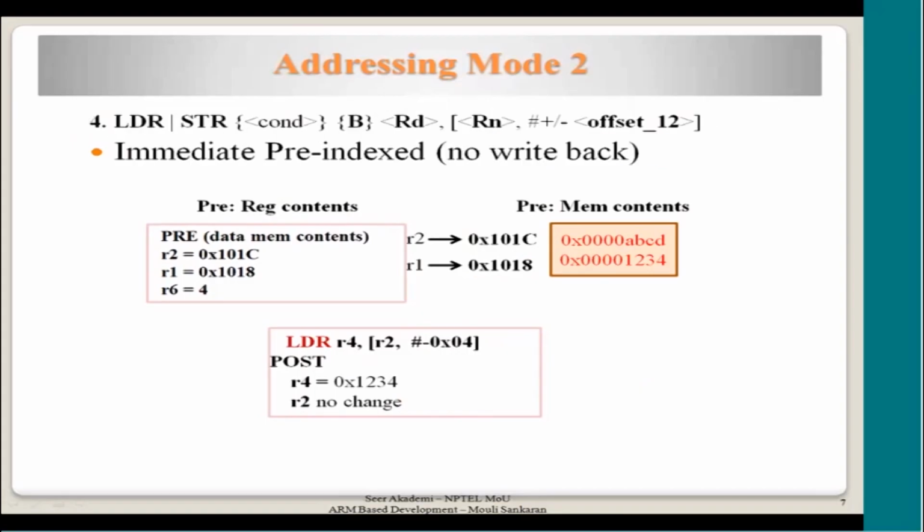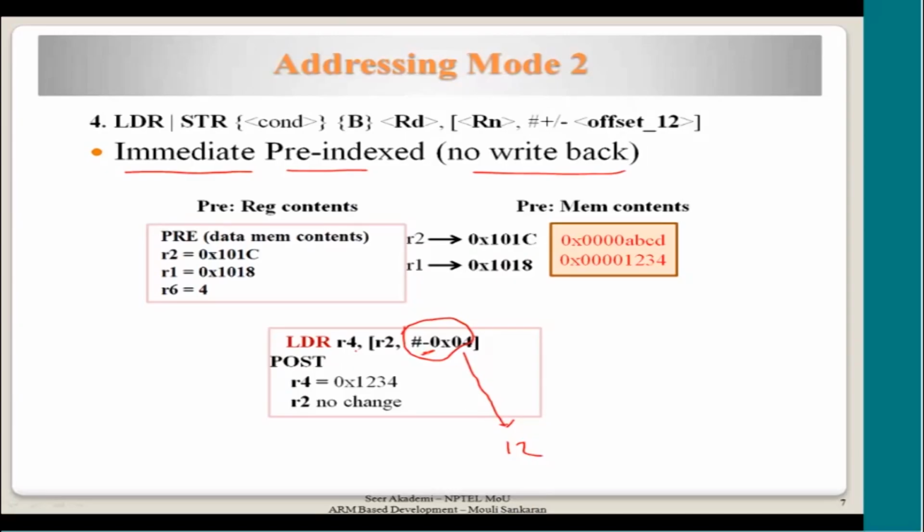Here it is an immediate pre-index and no write back. So what does it mean? Instead of a register, an immediate constant is given. Now what is the width of this? 12 bits. And then you see here, please remember the minus is here after the hash. This minus is used by the instruction while encoding this instruction.